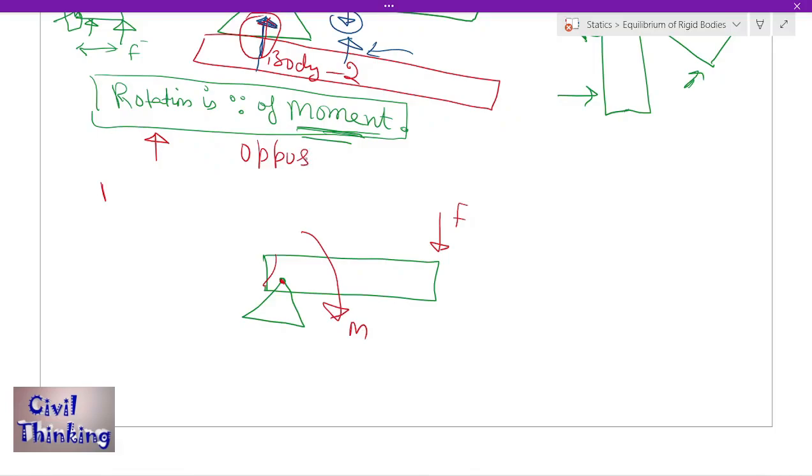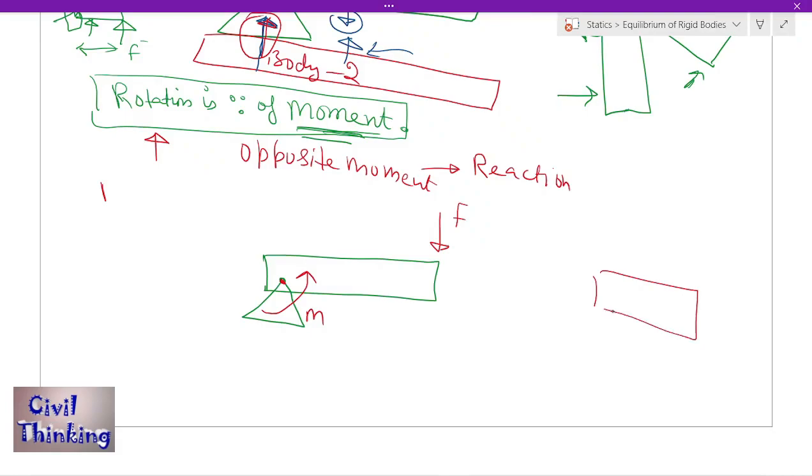An opposite moment against this moment. This opposite moment is the reaction, right here. It means you are going to exert a moment like this against this moment. Then what is going to happen? There will be no rotation at this point. In short, what I mean to say is, if you want to stop the rotation, the reaction will be a moment.